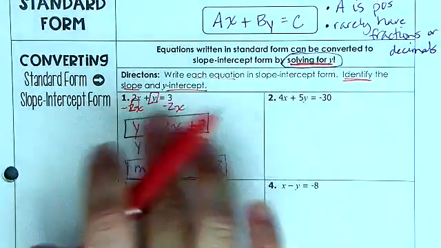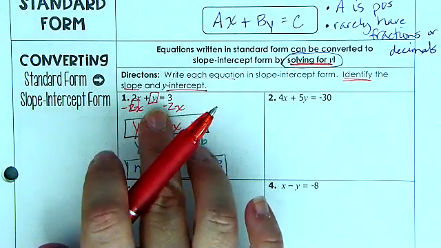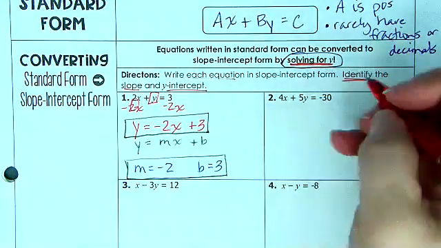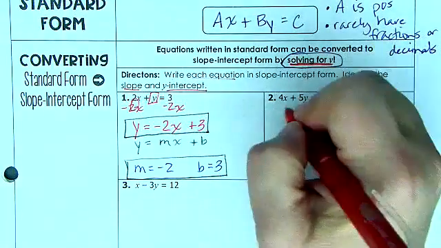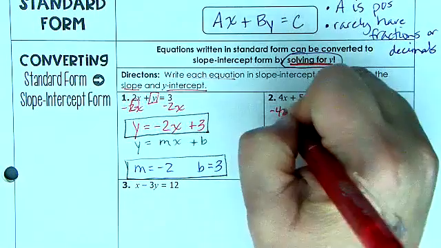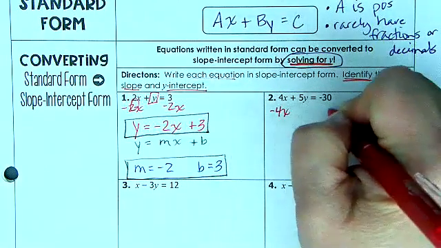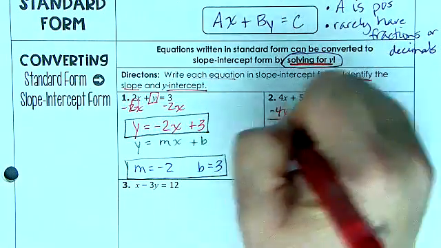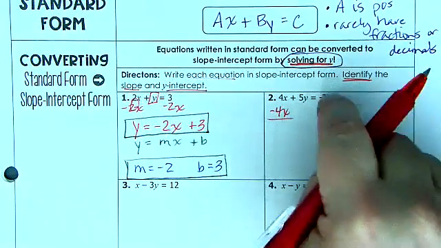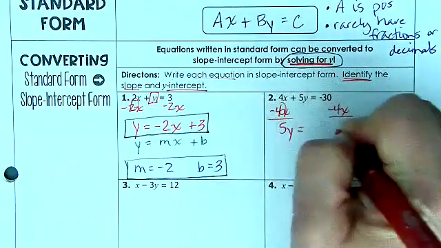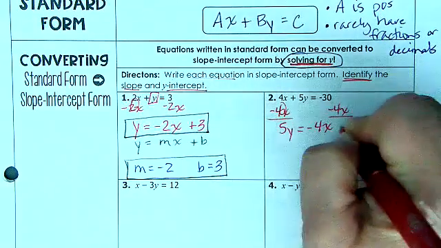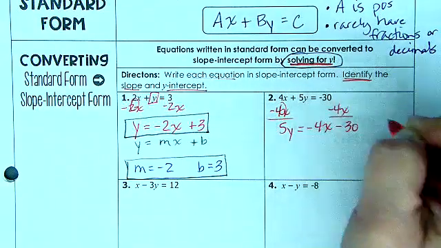Okay, because they're not going to always be as simple where the y is already by itself partially. So solving this equation, it's added, so I'm going to subtract 4x from both sides. Notice I don't put them one underneath another because they're not like terms. Now I have 5y equals negative 4x minus 30.